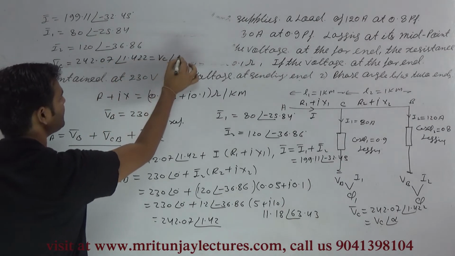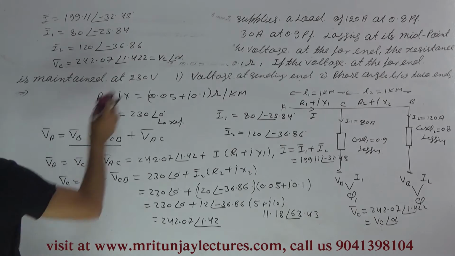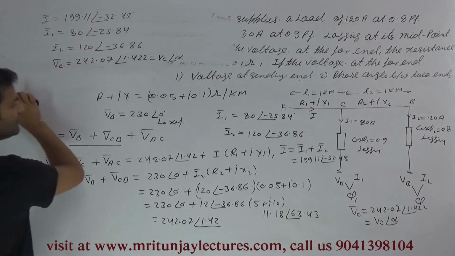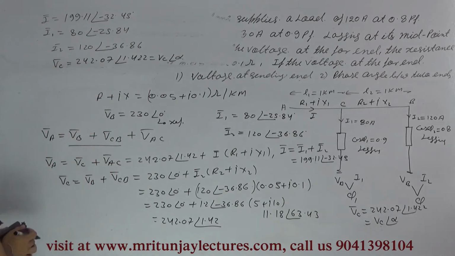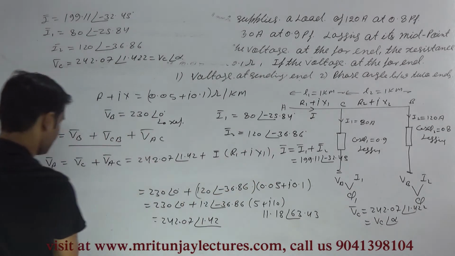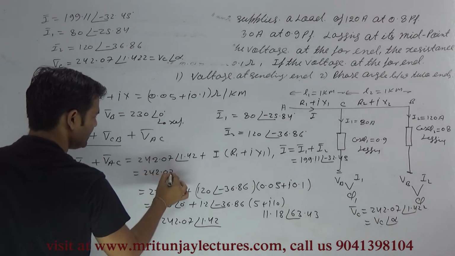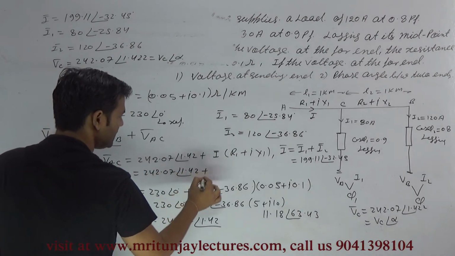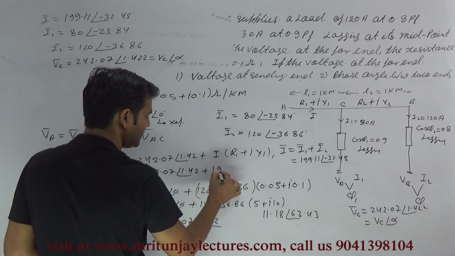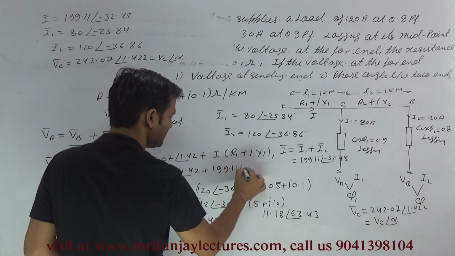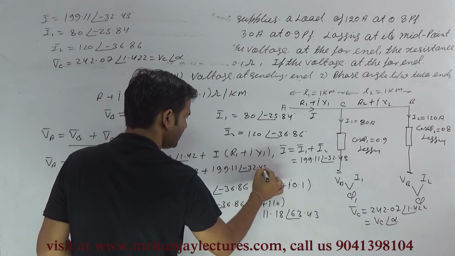You can also write it as VC at the angle alpha. Clear? Now the next target, VC, is completed. Now VC is 242.07 at the angle 1.42. What about I? That is 199.11 at the angle minus 32.45.